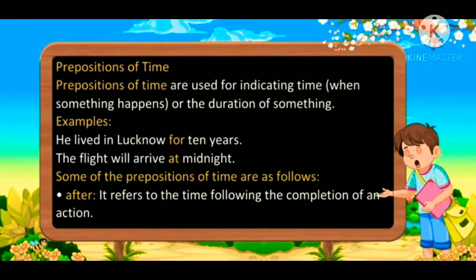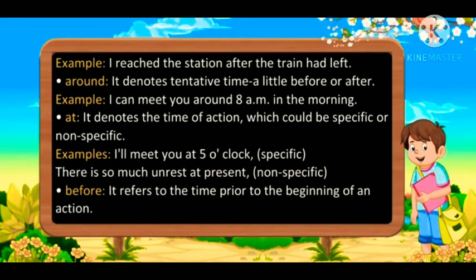Some of the prepositions of time are as follows. First, after. It refers to the time following the completion of an action. Example, I reached the station after the train had left. Around. It denotes tentative time, a little before or after. For example, I can meet you around 8 a.m.